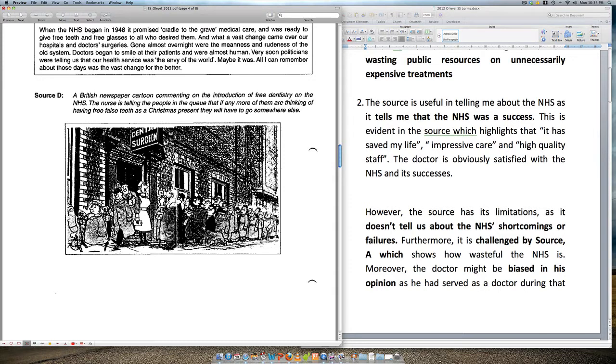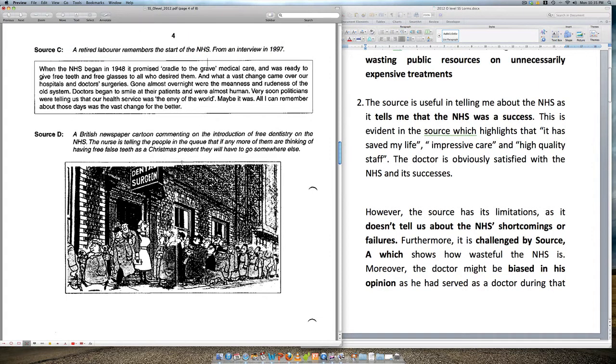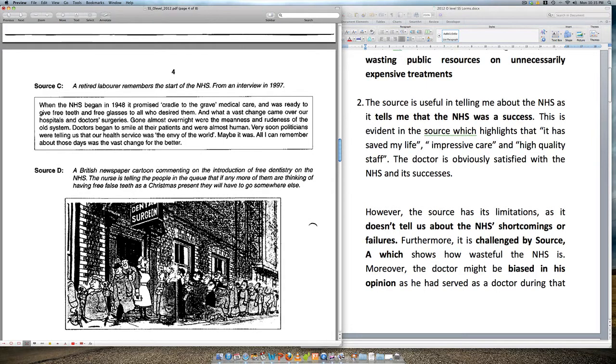Now, if you think about it, after waiting for so long, these people have to go somewhere else, and for the nurse to tell them that is extremely rude, right? And there is something about people getting false teeth. So, straight off this, we can already make notes on your source-based question paper.